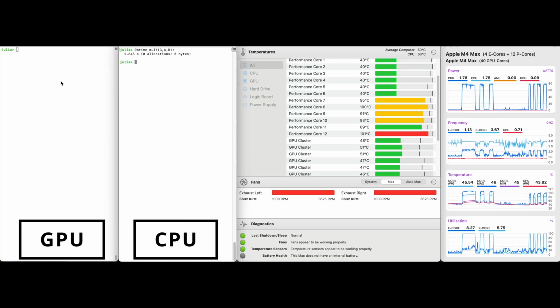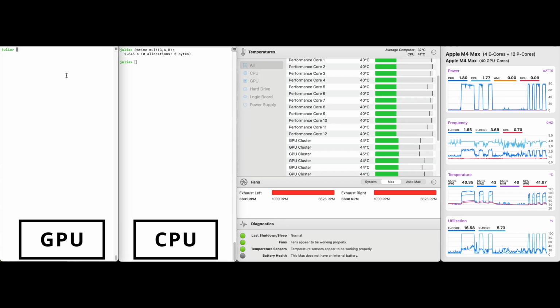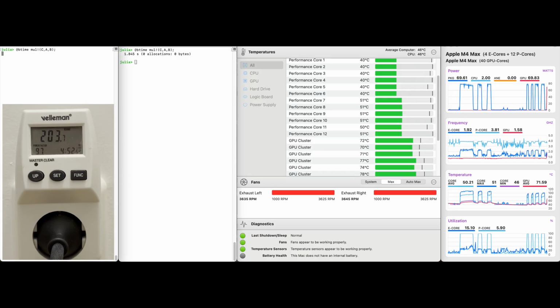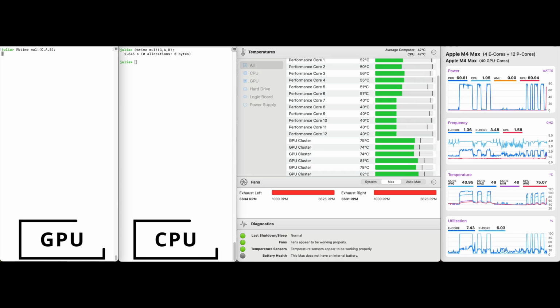Now it's the GPU's turn, where we will solve the exact same problem. As you can see, the system is drawing over 200 watts. Last time, I only managed to load the GPU to about 120 watts.